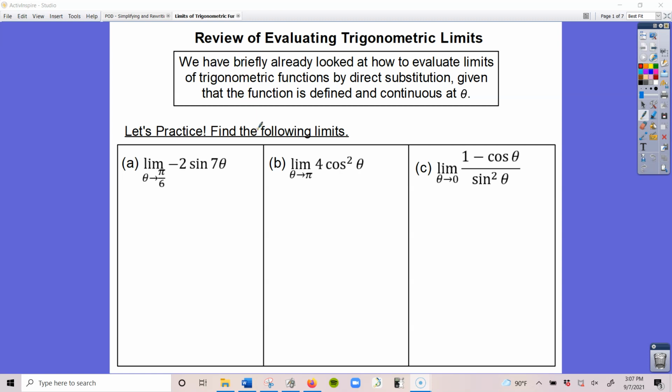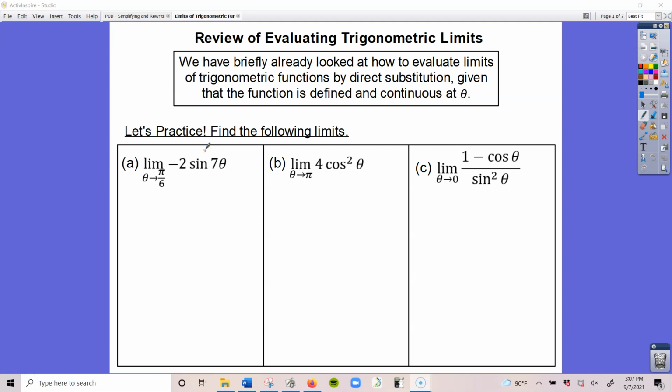Hey guys, today we're going to learn how to evaluate trigonometric limits. Now we have done some trigonometric limits in the past using only direct substitution. So let's practice that.